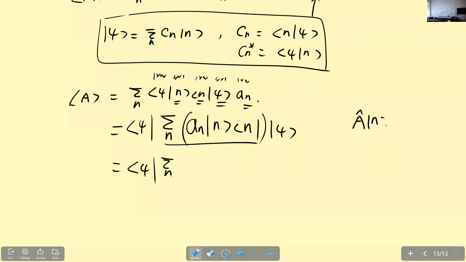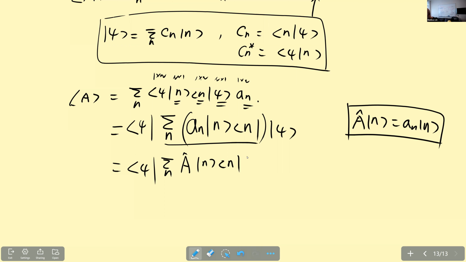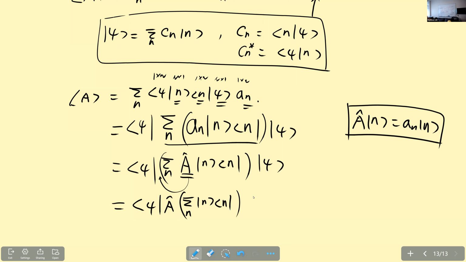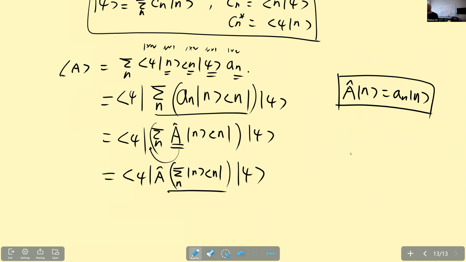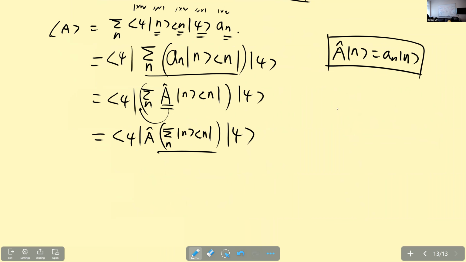A acting on |m⟩ equals a_m |m⟩, right? It's an eigenstate. So this can also be written as A acting on |m⟩ and ⟨m|ψ⟩. And this one does not depend on n now, right? It can be moved outside. So this equals ⟨ψ|A times the summation of |m⟩⟨m| and |ψ⟩. Okay, what's this one? The summation of |m⟩⟨m|.